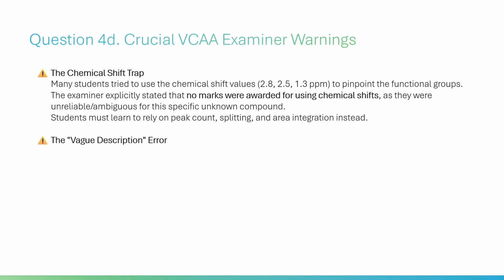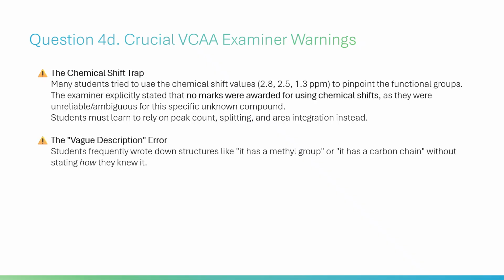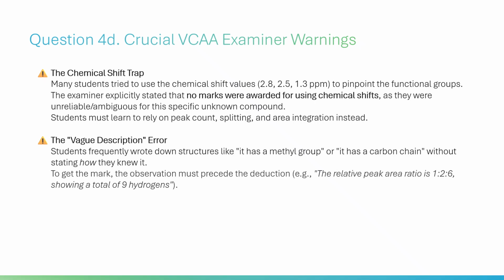Warning sign: the vague description error. Students frequently wrote down statements like "it has a methyl group" or "it has a carbon chain" without stating how they knew it. To get the mark, the observation must precede the deduction, such as "the relative peak area ratio is 1 to 2 to 6, showing a total of 9 hydrogens."